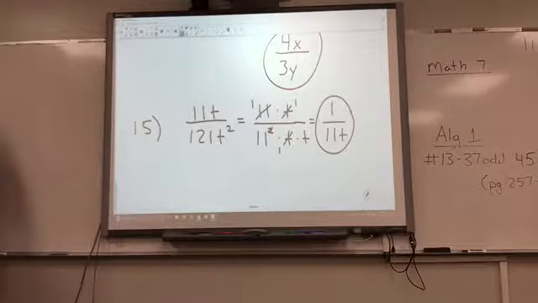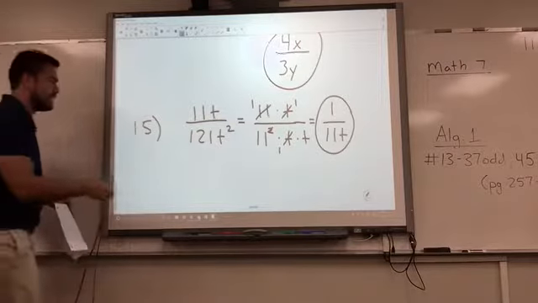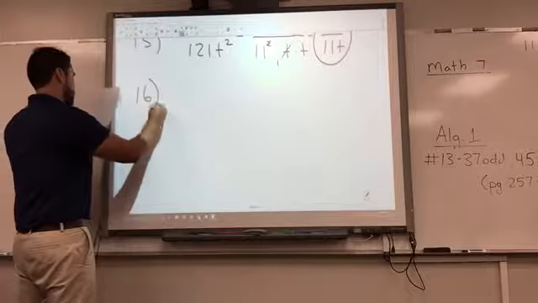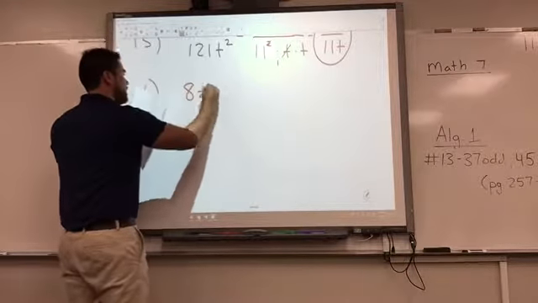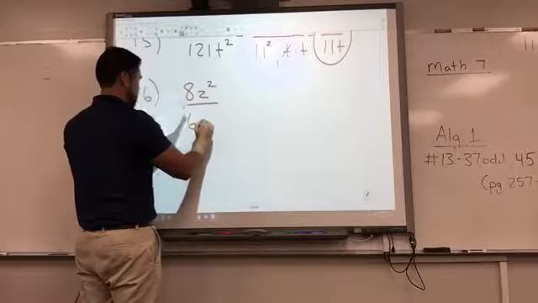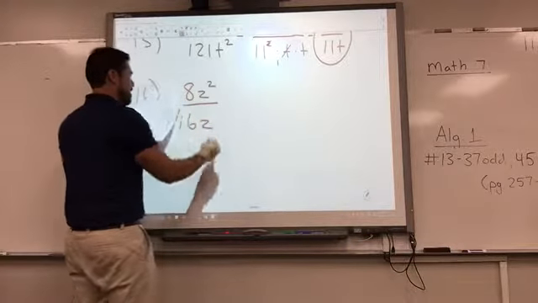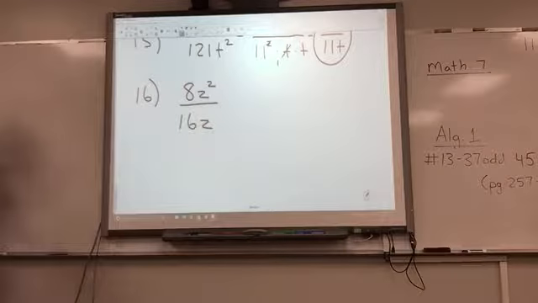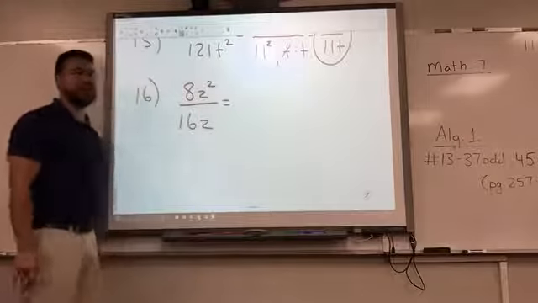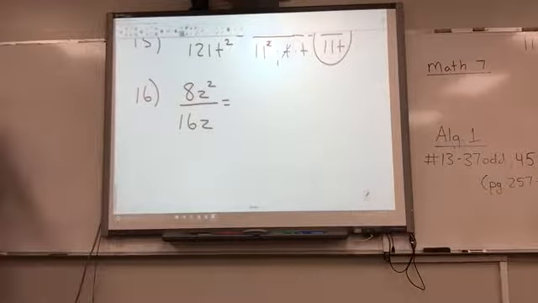All right, and then last one. If you can get this one, you're good. You're very good. Number 16. Last one. 8z squared over 16z. Okay, that up there. Can you make that in simplest form using prime factorization? You have it? Okay, hold on to it, and I'll write the homework on.